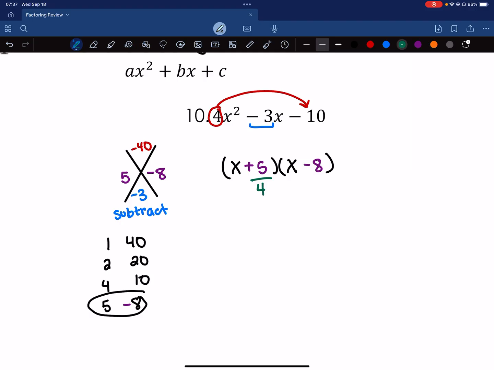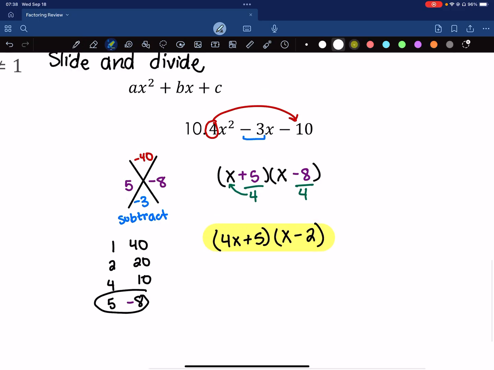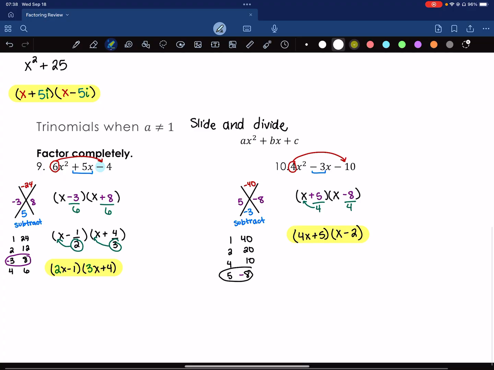Now we divide by 4, divide by 4. So 5 over 4 doesn't simplify. We can go ahead and slide that in front of the x. So we get 4x plus 5. 8 over 4 does simplify to 2, so this turns into just an x plus 2. And now this is completely factored. Okay, so go through, do the practice on this, and ask questions where you have questions, and good luck on your factoring review.